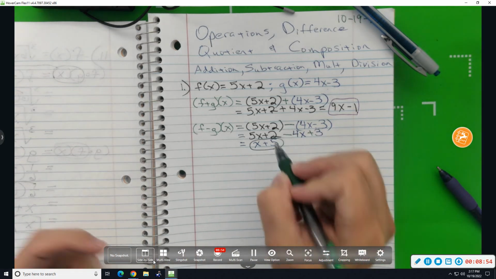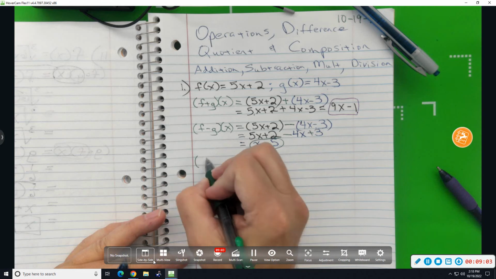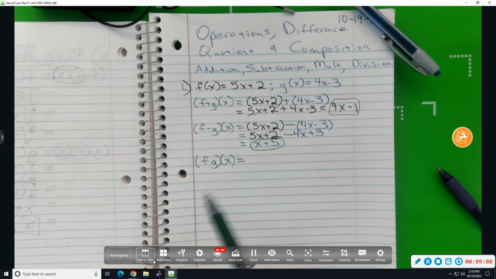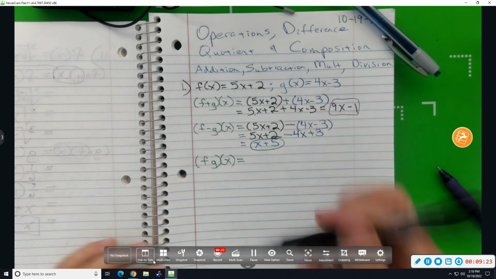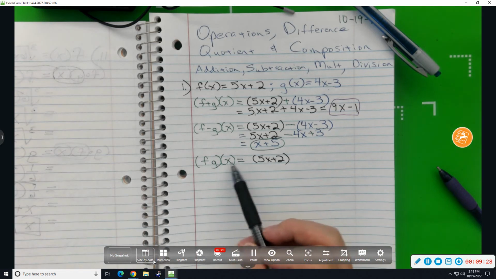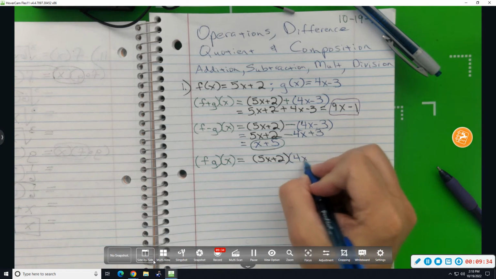I'm going to write these all out, then I'll type them in, so I don't have to roll around so much. And now f times g. Notice there's no symbol there, so if there's no operation connecting the things, we assume that it's multiplication. And that says take f of x. We know what f of x is. It's 5x plus 2. And we're going to multiply by g of x. G of x is 4x minus 3.